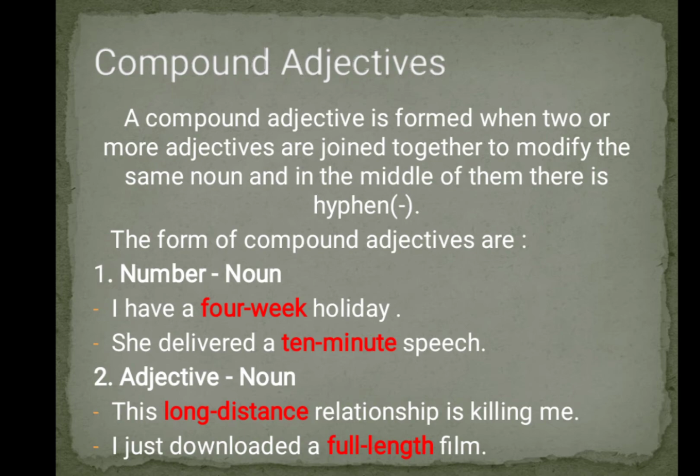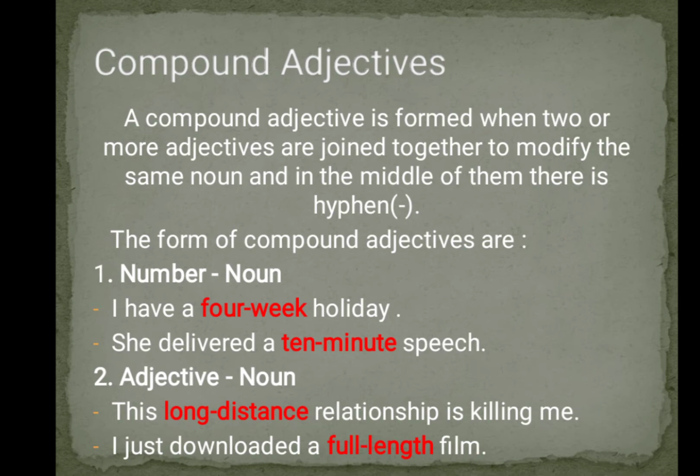The third material is about compound adjectives. Compound adjective is formed when two or more adjectives are joined together to modify the same noun. In the middle of them there is hyphen. The form of compound adjectives are: number 1, number plus noun. For example, I have a 4-week holiday. She delivered a 10-minute speech.